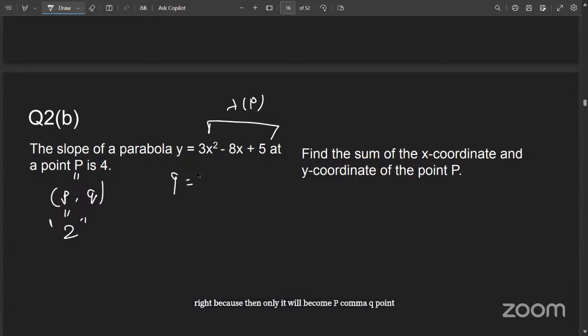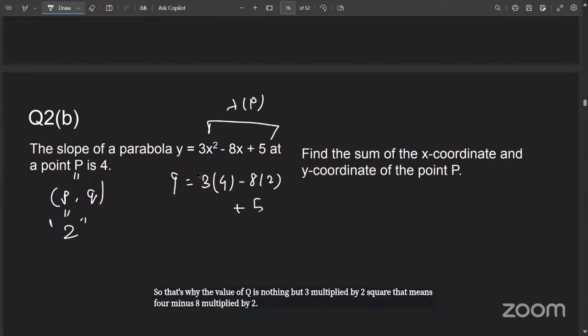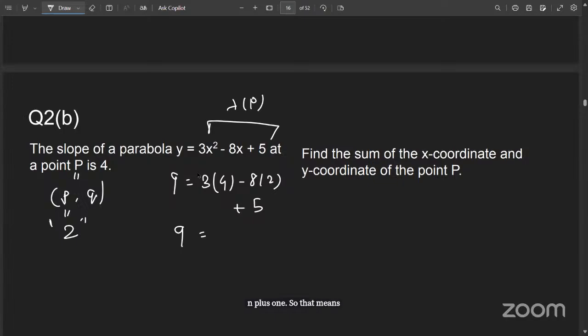So the value of q is nothing but 3 multiplied by 2 squared, that means 4, minus 8 multiplied by 2, plus 5. So the value of q is 12 minus 16 plus 5. 12 plus 5 is 17, 17 minus 16 is 1. So q is equal to 1.